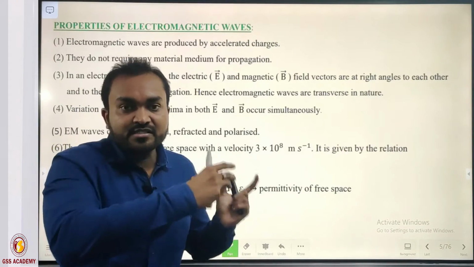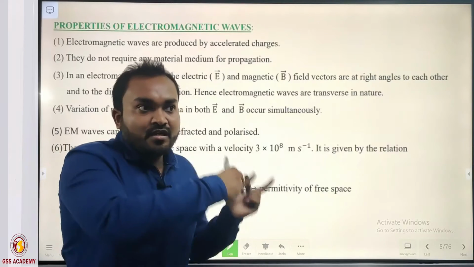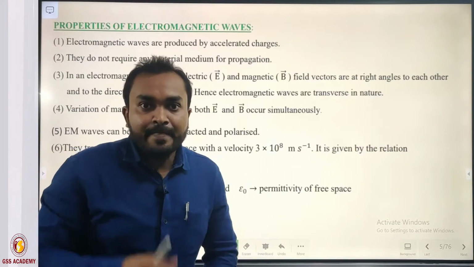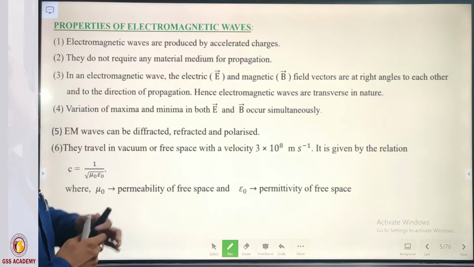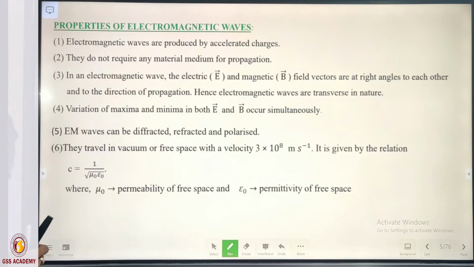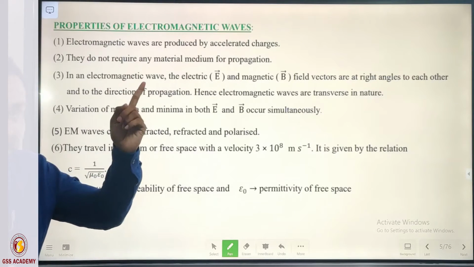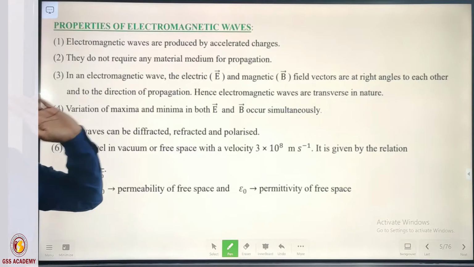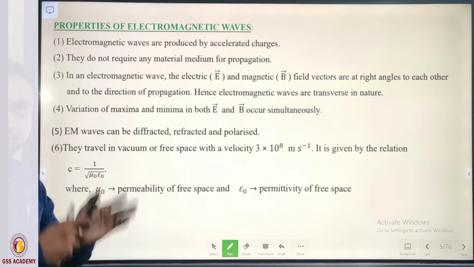That is the focus for this particular class. Okay, so this is the properties of electromagnetic waves. Electromagnetic waves are produced by accelerated charges. They do not require any material medium for propagation, that I have already told.